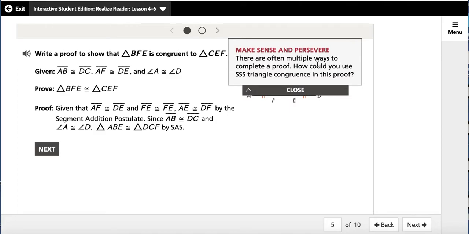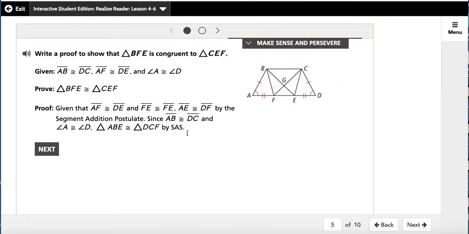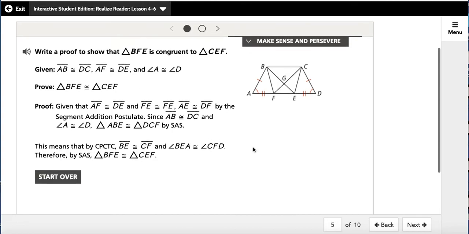There are multiple ways to complete a proof. How could you use side-side-side triangle congruence in this proof? That's just a challenge because I think they're going to solve it not using side-side-side. So their proof was going a different route than mine. So let's see what else they have.